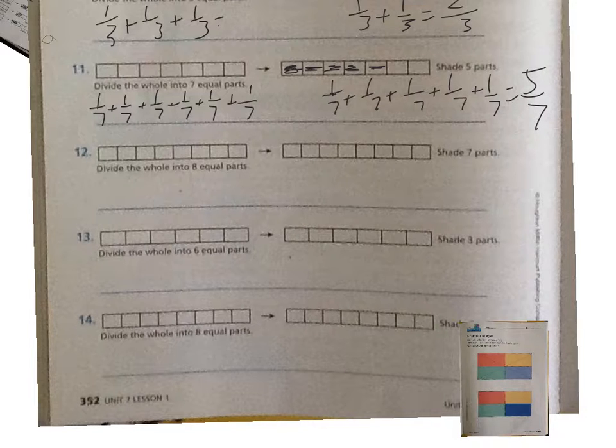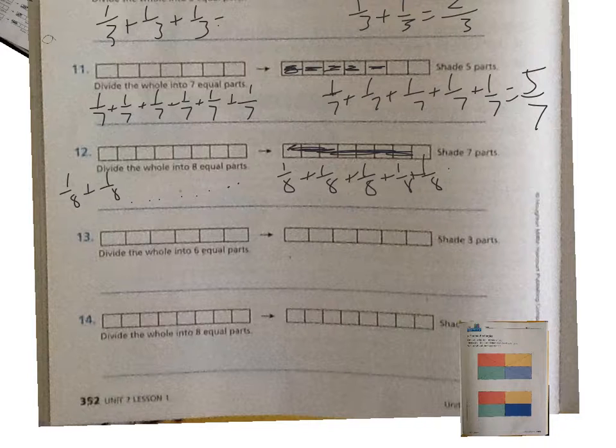Next one wants you to do it in 8 parts, so you would write 1/8 plus 1/8. You write it 8 times. I'm not going to write all of it. You're going to shade 7 parts of it, so you're going to be shading 1/8 plus 1/8 plus 1/8 plus 1/8 plus 1/8 plus 1/8 plus 1/8. If you add it up, you have 7 unit fractions over the denominator of 8, so it equals 7/8 shaded.